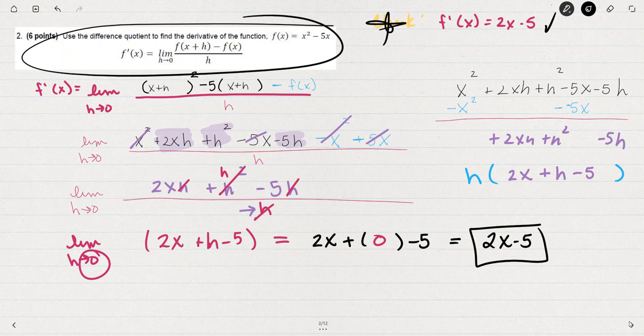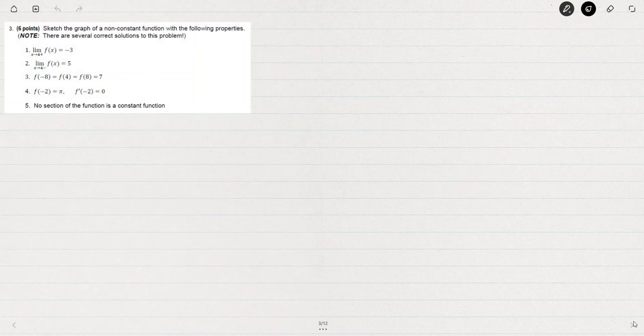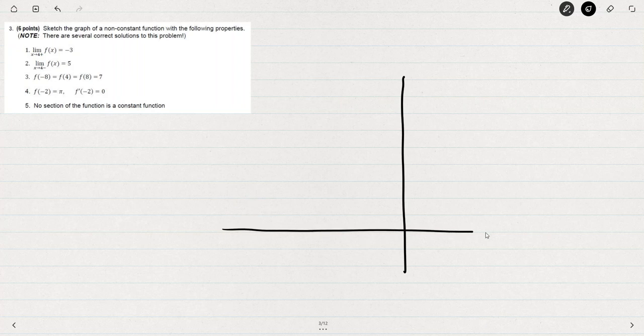Let's look at number 3, the sketch. On number 3, you're asked to draw one sketch that demonstrates all 5 of these characteristics. Sketch the graph of a non-constant function with the following properties. So let me show you each one of these properties one at a time. Looks like the highest I'm going to go up is 7.